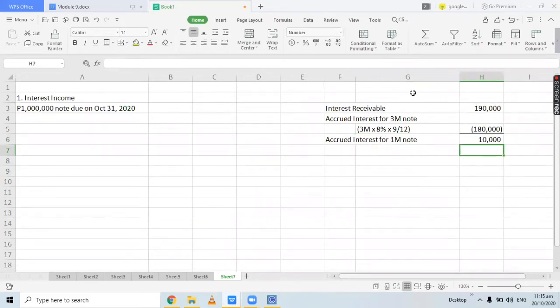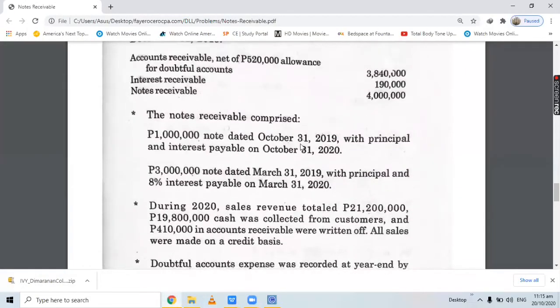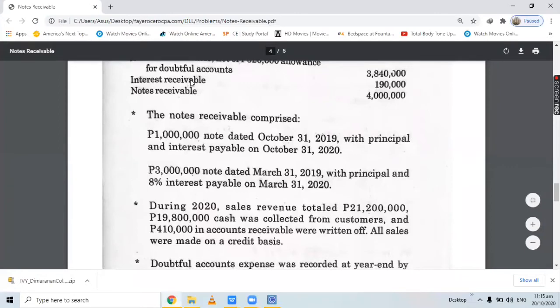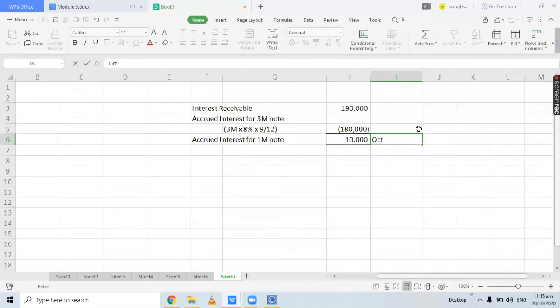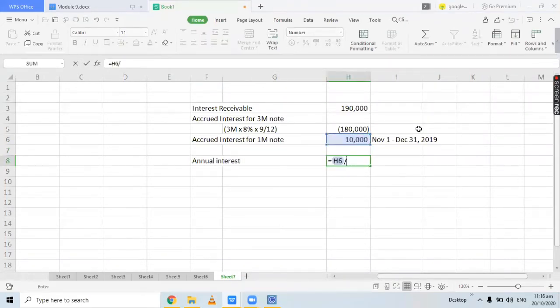Which is, if we will analyze, no, sabi sa problem, it was dated October 31. So, yung accrual niya from October 31 to December 31, that's 2 months equivalent. November 1 to December 31, 2019. 2 months. Therefore, to get the annualized interest, divided by 2 times 12. 60,000 pala yung annual interest niya.